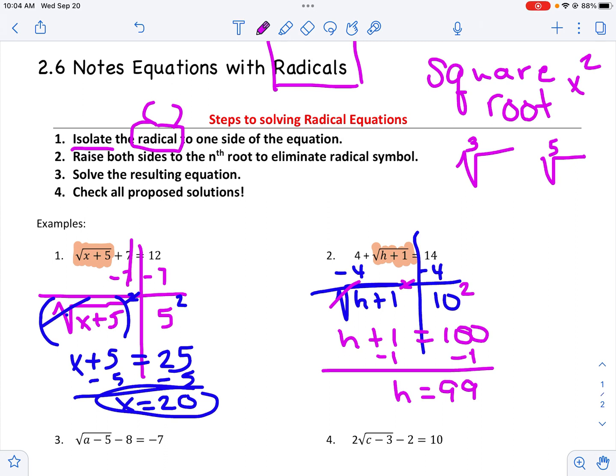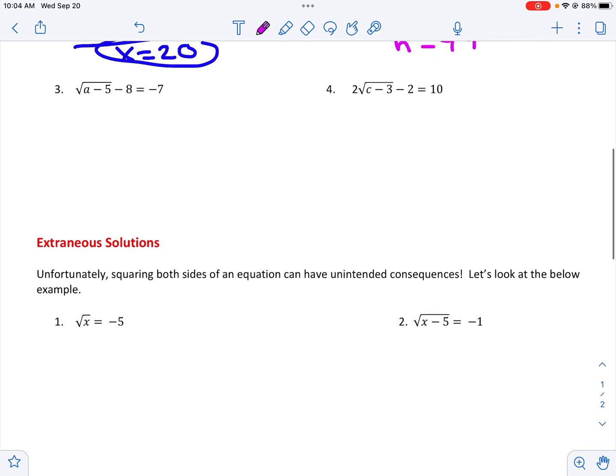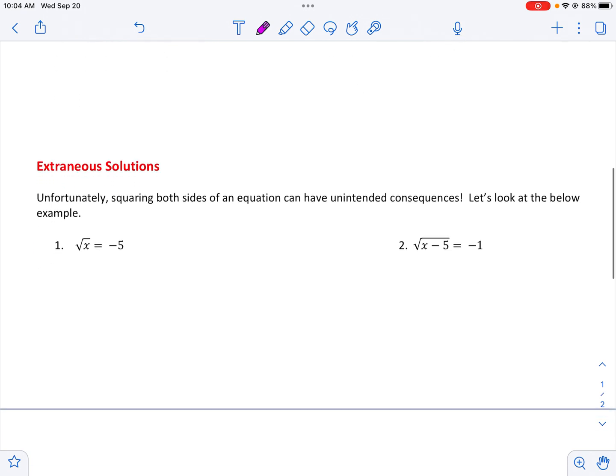I haven't mentioned the check yet, which is the last step. You want to double check that you have a solution that actually works inside. And I'll be honest, when the answers are positive and I know I'm adding inside the square root, it's really not a problem because clearly 20 plus 5 works out to a positive number. Let me go down and talk about extraneous solutions, and so we can kind of see that.